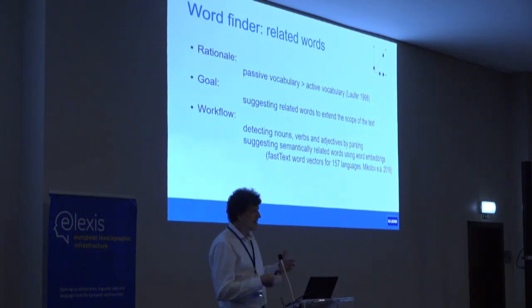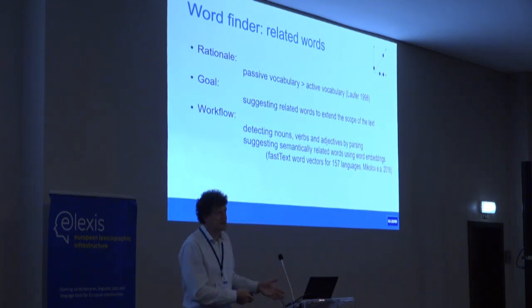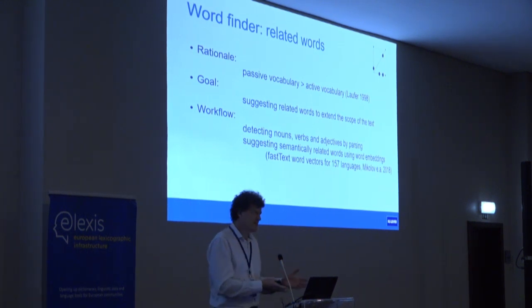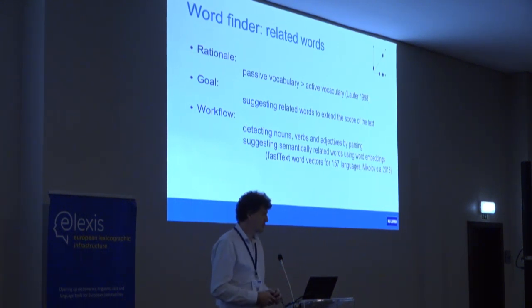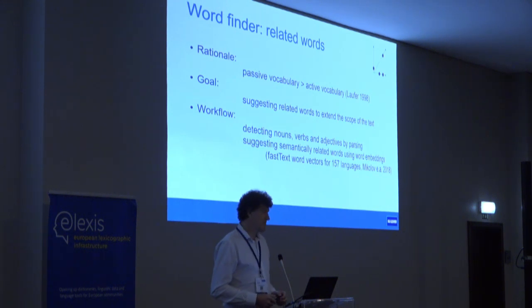A third example, again, kind of word finder. Again, the same idea. We know much more words than we use. Well, we try to suggest related words that extend the scope of the text. We all know that we have dictionaries of synonyms, but this is not really interesting for this purpose. We have also thesauri, but that's not very interesting. So we try to do something better with word embeddings.